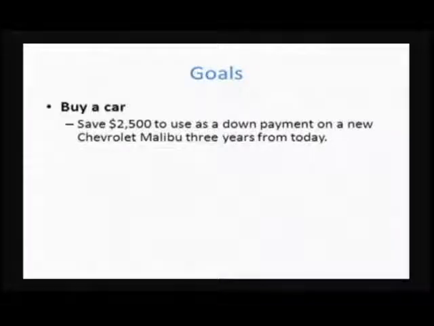Is it measurable? Well, I'll know when I reach $2,500. I'll know when 3 years from today is. Is it attainable? Based on my situation, I think I can save $2,500 in 3 years. Realistic? Definitely. Do I have a time element? 3 years from today. So 3 years from today, if I have my down payment and I'm at the car dealer looking for a Chevrolet Malibu, I'll know that I achieved my goal.